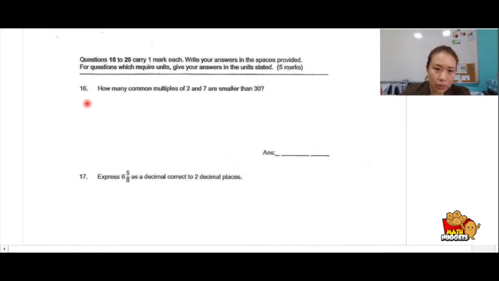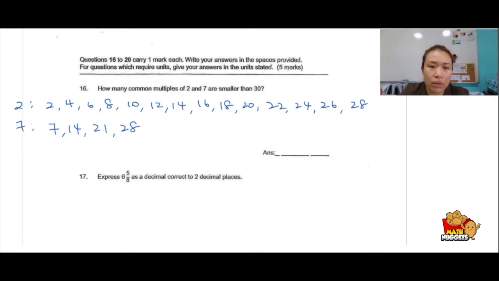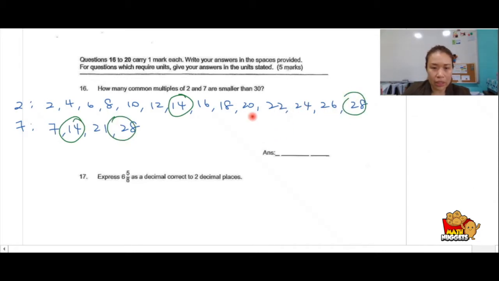Question 16. How many common multiples of 2 and 7 are smaller than 30? So we simply need to list out the multiples of 2 and 7. So 2, 4, 6, 8, 10, 12, and so on. 7, 14, 21, 28. Okay, so if we find the common multiples, they will be 14 and 28. So how many common multiples are there? 2.